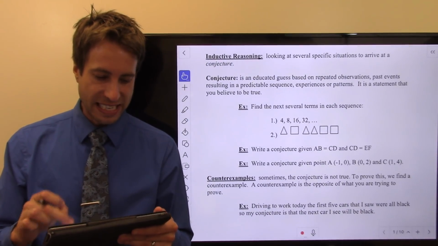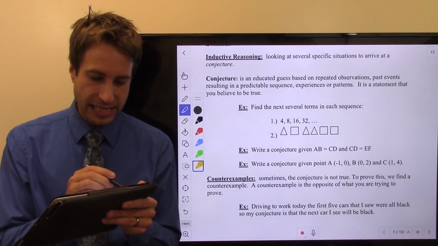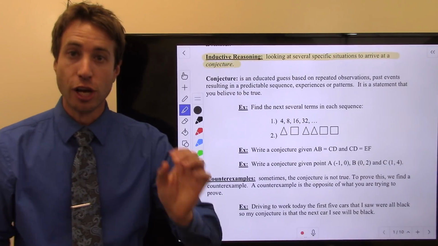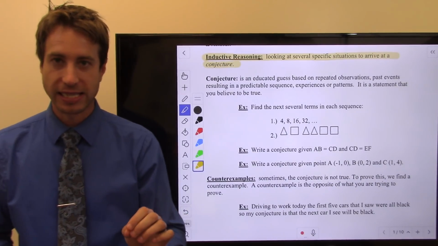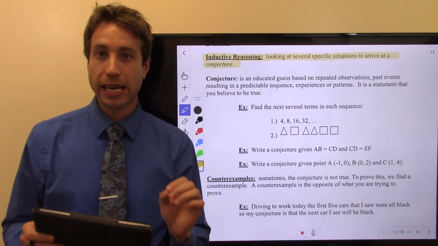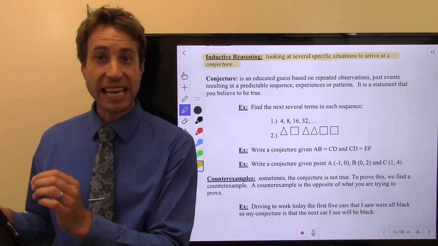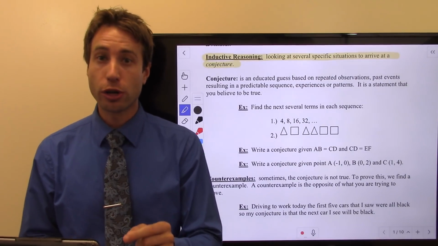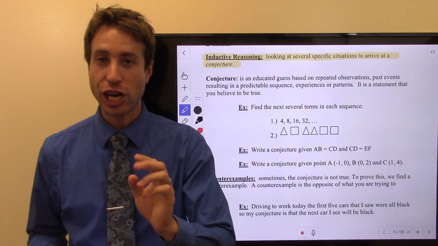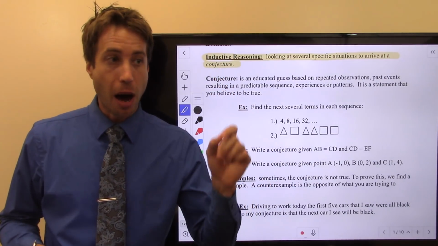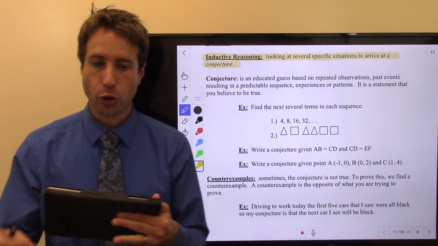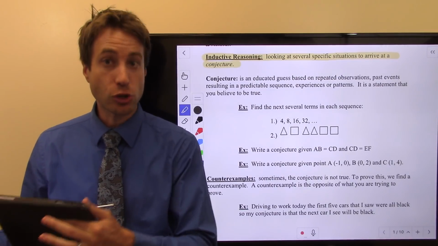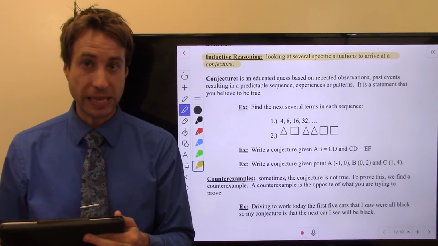Up first, we have inductive reasoning. Here's really the idea with inductive reasoning. Inductive reasoning is looking at specific situations to come up with a conjecture. Here's the easiest way to say this. Inductive reasoning is working on previous experiences or a pattern in order to make a conjecture. And a conjecture is simply a prediction about what will happen. So you're going to predict what will happen based on previous experiences or what you believe to be a pattern.